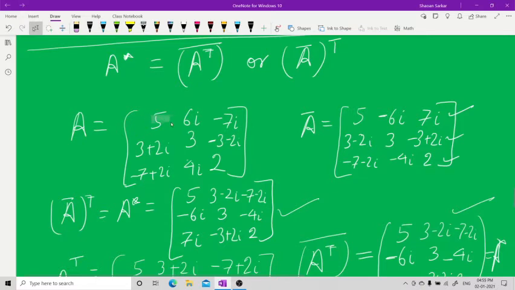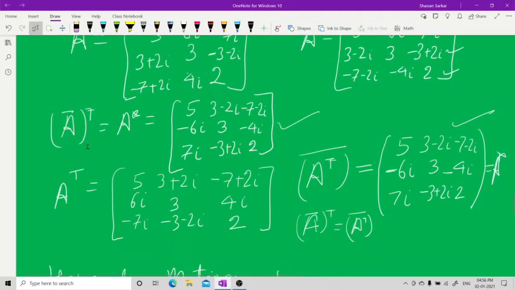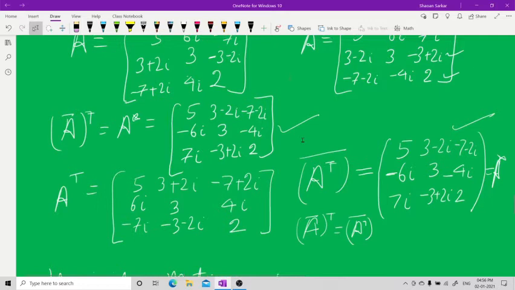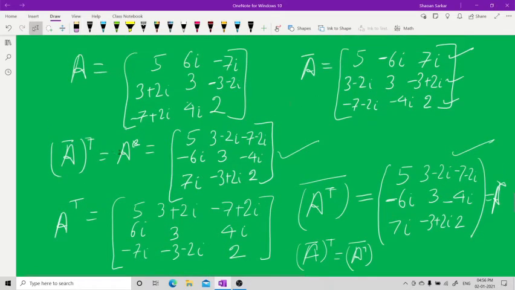I'll tell you why these diagonal elements are all real numbers a little later. 3 plus 2i is 3 minus 2i. You can write then this minus 3 minus 2i, minus 3 plus 2i, minus 7 plus 2i is minus 7 minus 2i, 4i is minus 4i, and 2. Now A, you take the transpose of this matrix. This row becomes a column, this row becomes a column, this row becomes a column.